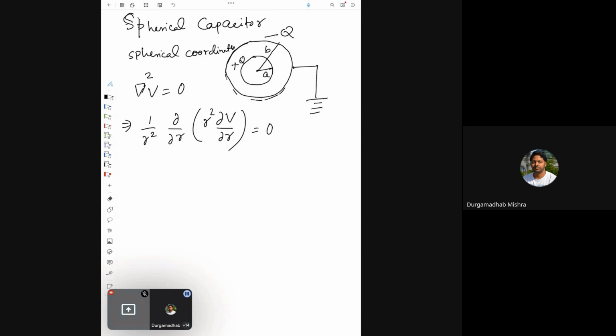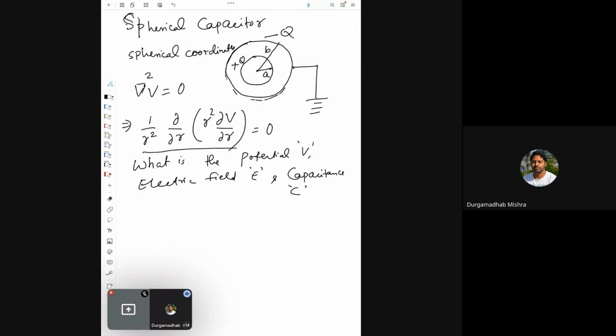Okay, so what is the problem we need to find out? We need to find out the potential V, electric field, and capacitance. So we need to find out all these things for this capacitor. This is our starting point.